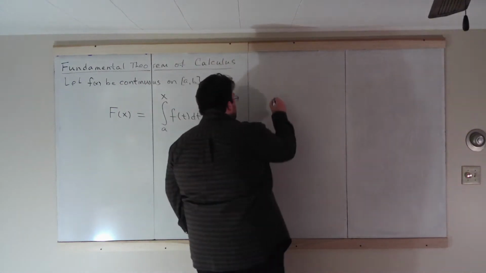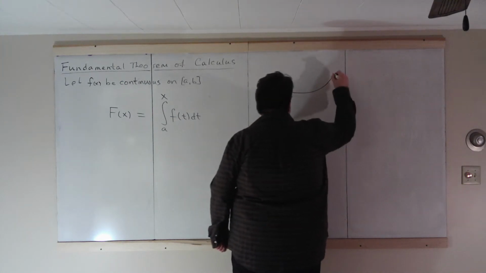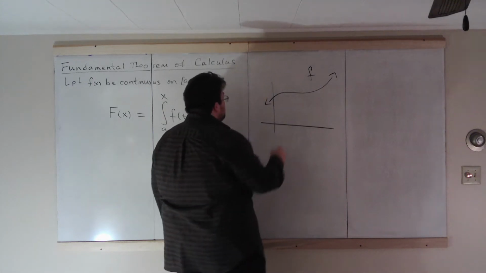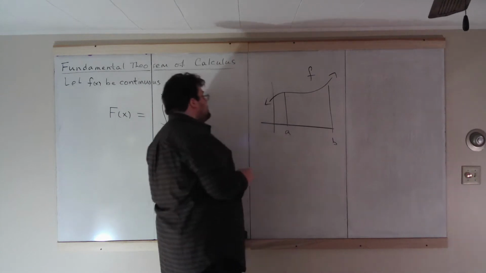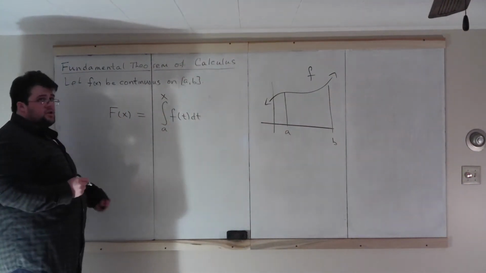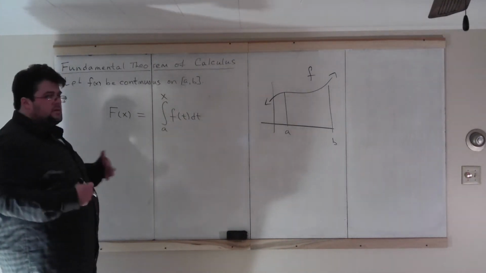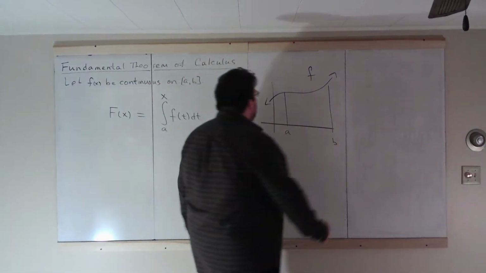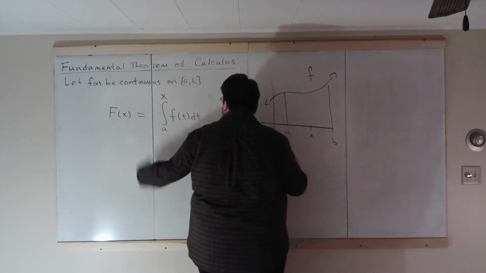What does this mean? Well, capital F. What's capital F? Let's take a lowercase f. Let's call this lowercase f, continuous on A to B. There's A, there's B. It's continuous. I'm going to block those off because capital F is a function of x. What's x? Well, x could be anything. For this diagram, I'm going to assume it's between A and B. Let's say it's here. What does capital F give?